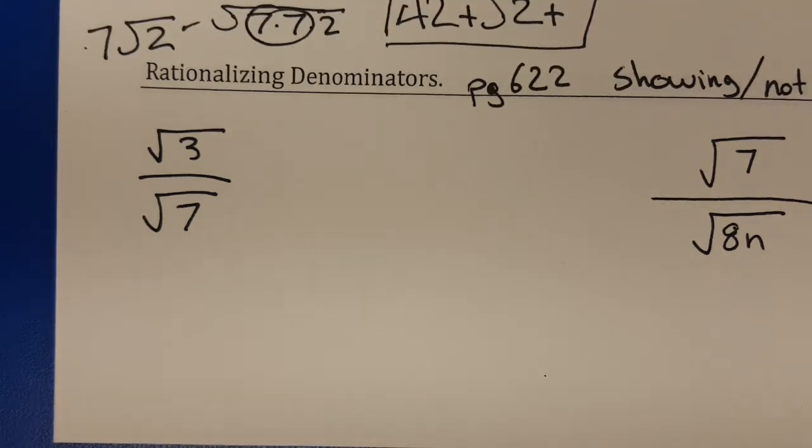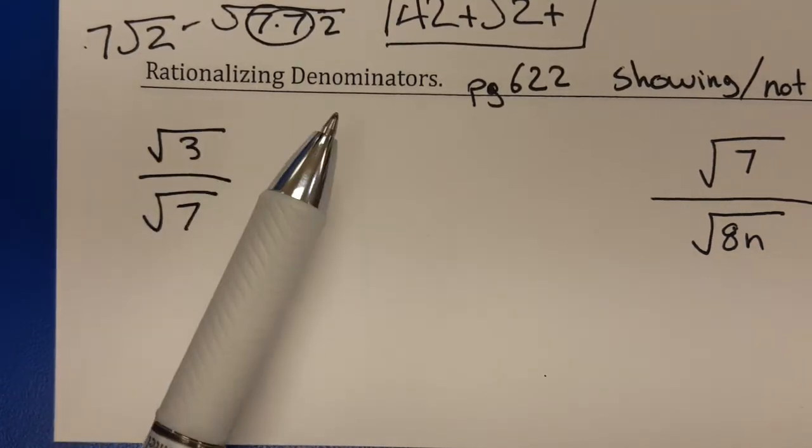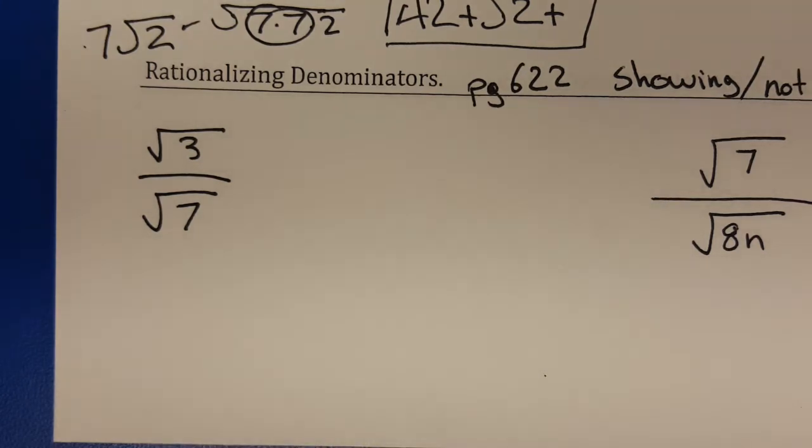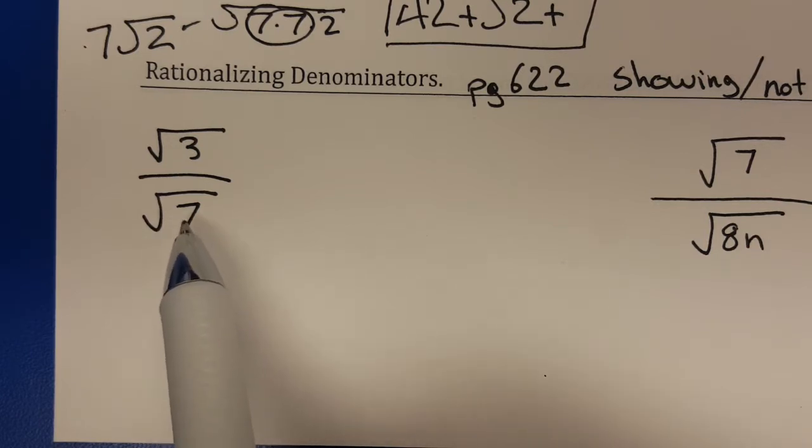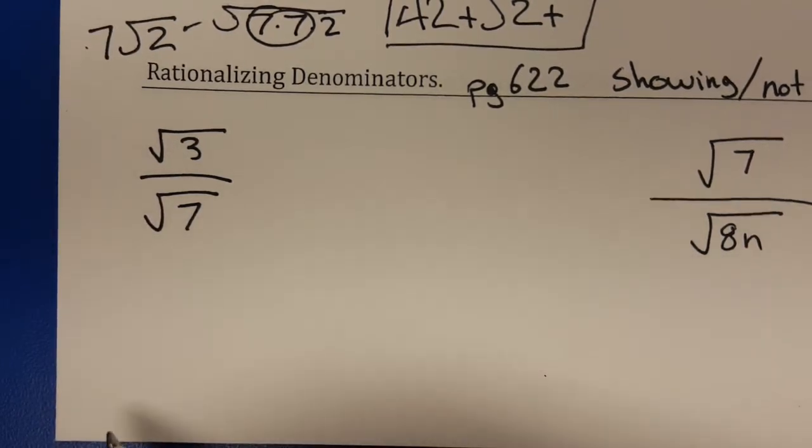All right, so we're going to talk about rationalizing denominators. We're not really going to do a lot of testing on this, but I'm just going to show you how to do it anyway. This is bad. Okay, this is bad. We do not ever want a square root as a denominator. So what we got to do is get rid of it.